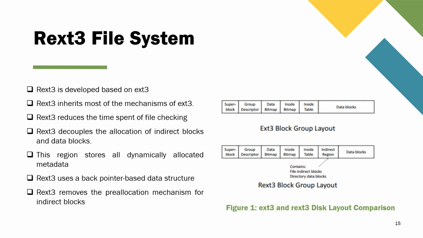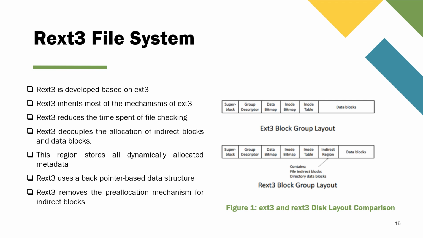Now I will talk about the rext3 file system. The rext3 file system is developed based on ext. It inherits most of the mechanisms of ext, except for two things: the disk layout and the indirect block structure. The rext3 file system reduces the time spent on file checking. It decouples the allocation of indirect blocks and data blocks by reserving a block region. This region stores all dynamically allocated metadata, specifically indirect blocks and directory data blocks.